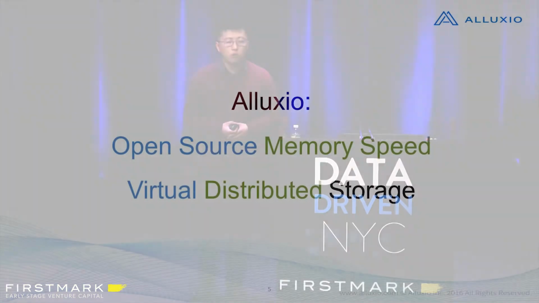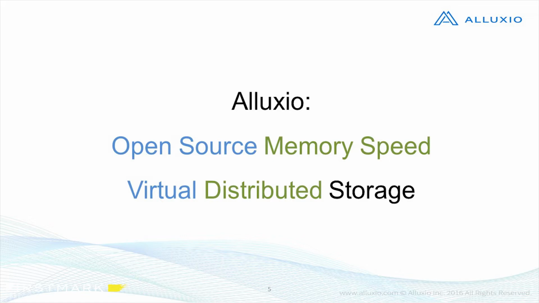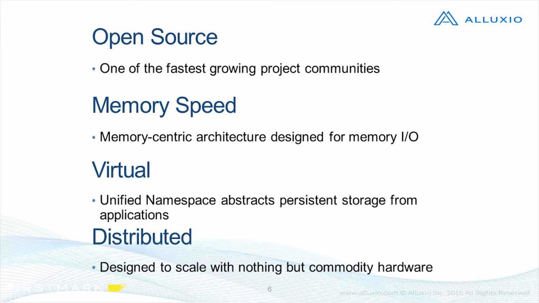So first of all, Alluxio is an open source memory speed virtual distributed storage. You see the four highlights there: open source, memory speed, virtual, and distributed. So what does that mean? Open source: one of the fastest growing open source projects. We have some numbers later on to show. Memory speed: we have a memory-centric architecture designed for memory speed I/O. And we are virtual as well. We have a unified namespace which abstracts the persistent storage at the lower layer from the applications. We have some slides to talk about that later as well. And we're distributed, so we scale linearly with the number of machines, on commodity hardware.